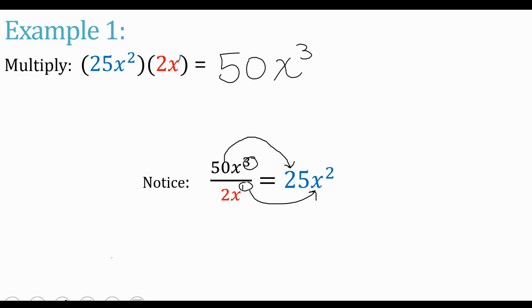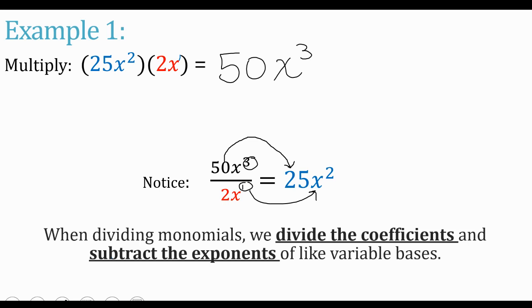So the rule when we have monomials that have coefficients is when dividing monomials, we divide the coefficients and subtract the exponents of like variable bases. So they have to have the same variable. If this was an x and this was a y, we could not apply that rule. They have to have the same variable in order to subtract those exponents.